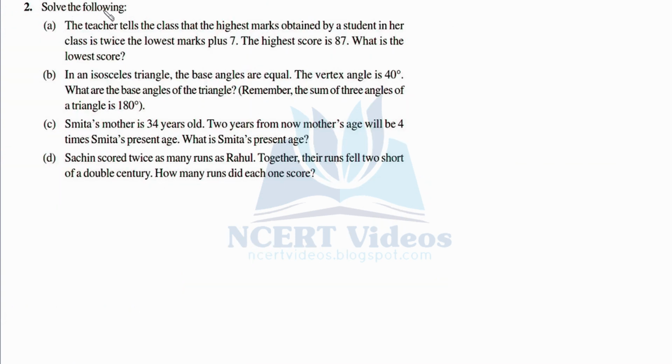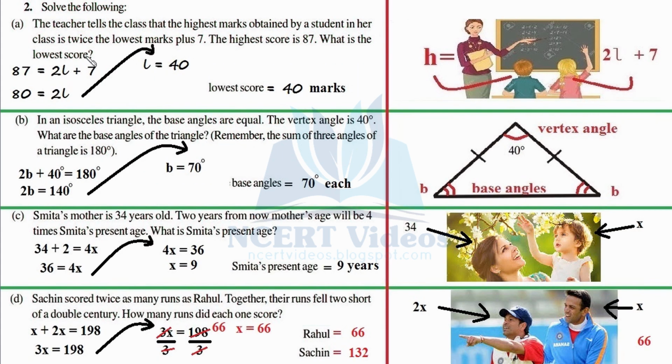Second, solve the following. A. The teacher tells the class that the highest marks obtained by a student in her class is twice the lowest marks plus 7. The highest score is 87. What is the lowest score? And in this way, we will do from A to D. We'll have to first frame the equations and then solve them. We have done this question in the previous exercise. Now it is a matter of solving it: what is the lowest score?